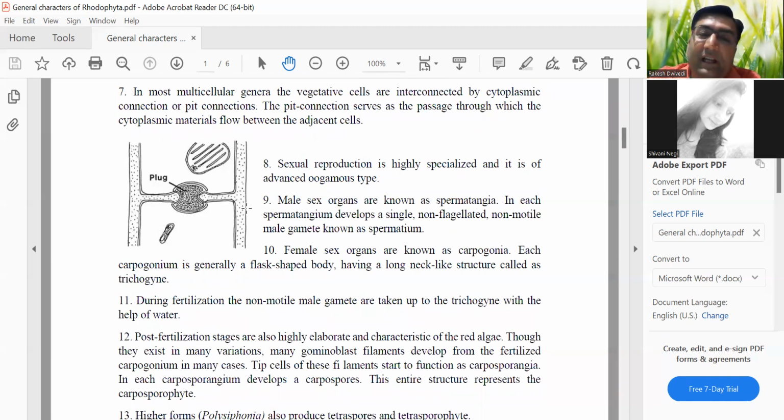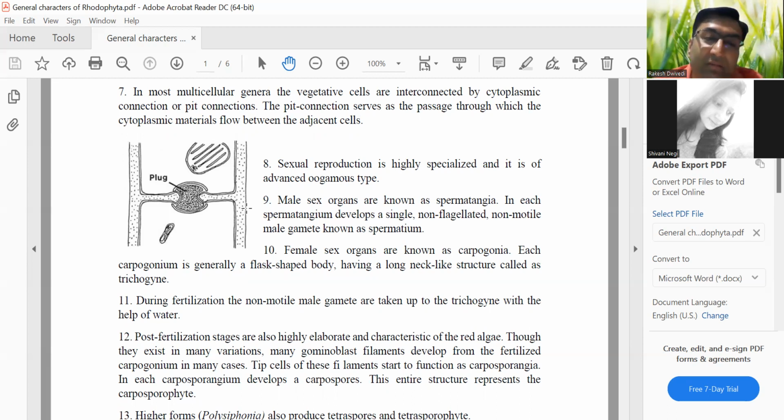The sexual reproduction is highly specialized and advanced, oogamous type. Male sex organs in red algae are the spermatangia. In each spermatangium develops a single non-flagellated, non-motile male gamete known as spermatium. So spermatium is the name of the male gamete, and the gamete is formed in a structure known as spermatangium. So inside the spermatangium, there is formation of one spermatium, right?